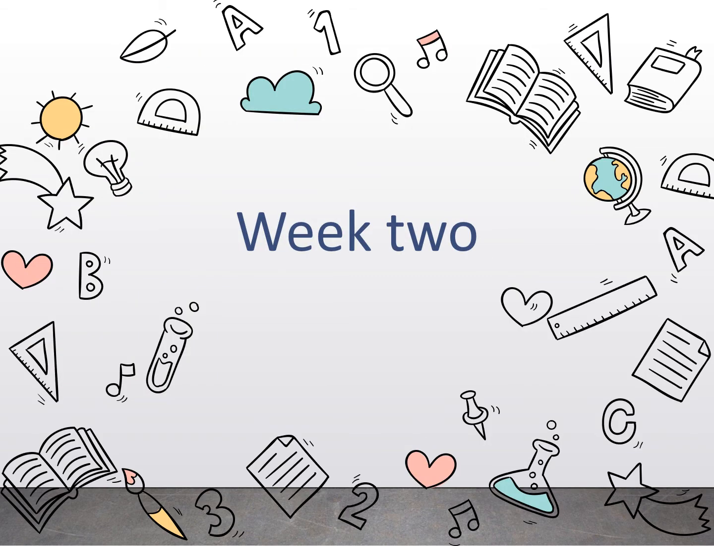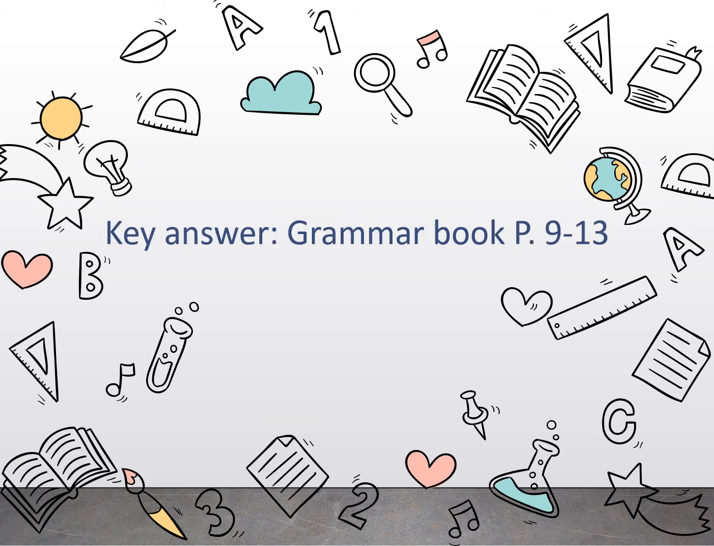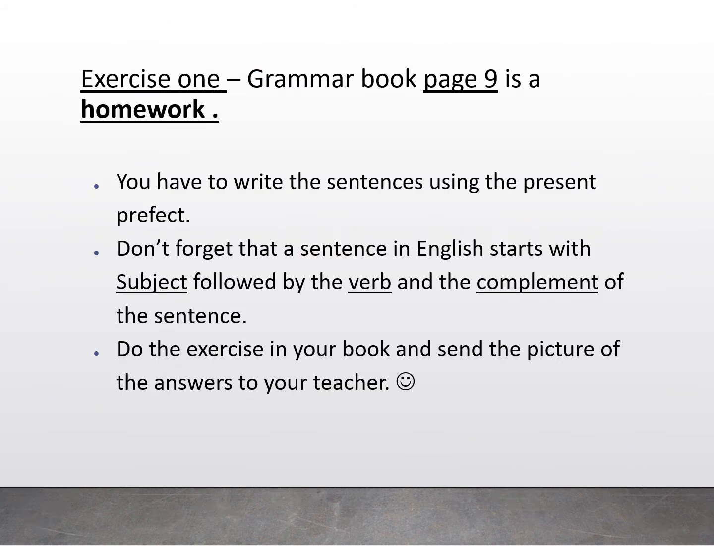Week 2. Now I want you to move to your grammar book. We are going to discuss the exercises from page 9 till page 13. Exercise number 1 in your grammar book, page 9, is a homework. You have to write the sentences using the present perfect. Don't forget that a sentence in English starts with the subject, followed by the verb and the complement of the sentence. Do the exercise in your book and send the picture of the answers to your teacher.